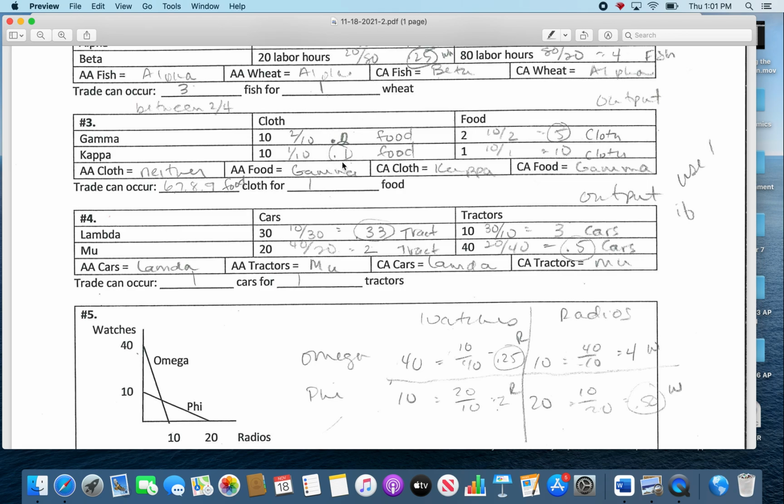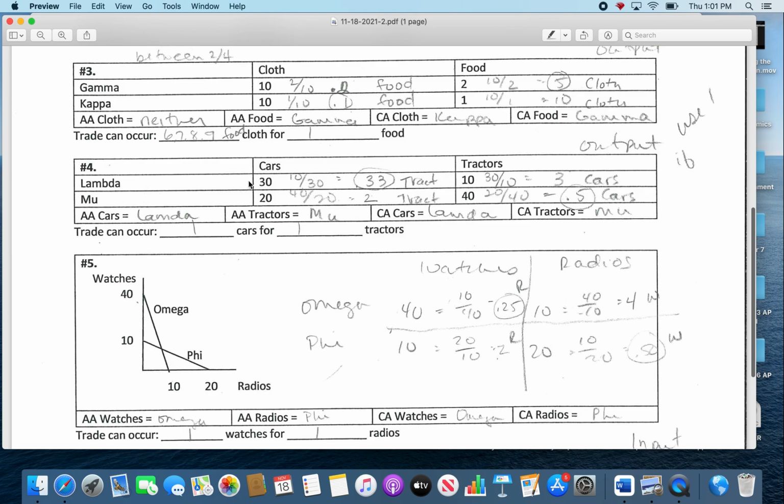Who has the lowest opportunity cost in producing cloth? It's kappa. Who has the lowest opportunity cost in producing food? It's going to be gamma. So these are both less than 1. So here's food. We're going to put 1. And notice between 5 and 10, you can have 6, 7, 8, 9. So we will trade as long as it occurs anywhere between, we agree with 6, 7, 8, 9 of cloth for 1 food.